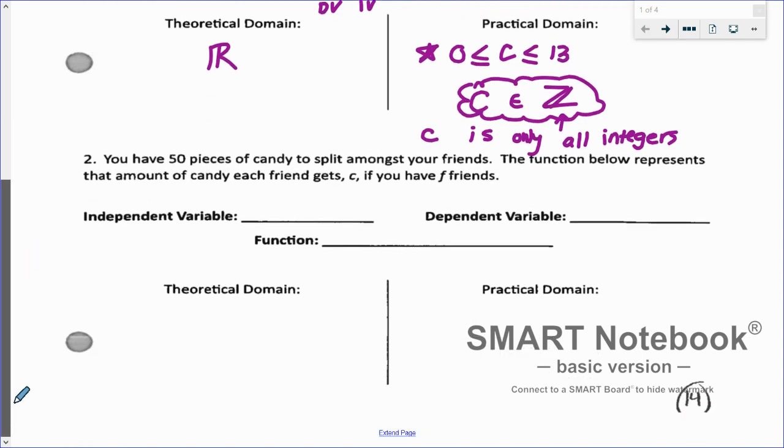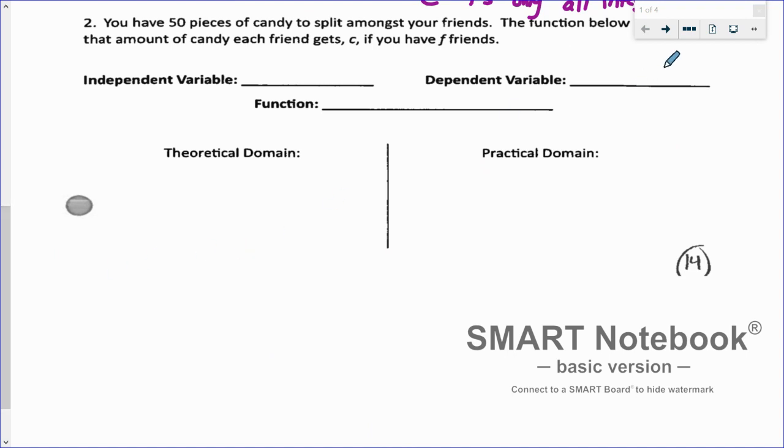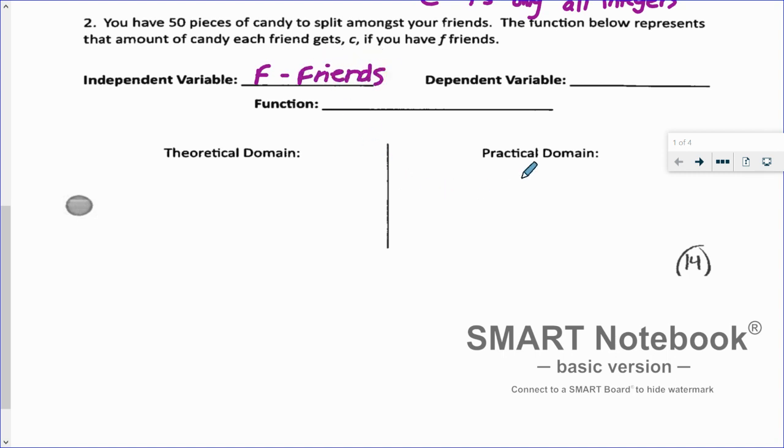All right, so for this next one, you have 50 pieces of candy splitting amongst your friends. So C is the amount of candy each friend gets. F is the number of friends you have. So F is going to be my independent variable. I control how many friends I share with. My dependent variable is the amount of candy each person gets. So to calculate the amount of candy with an input of friends, I'm going to divide 50 by F.